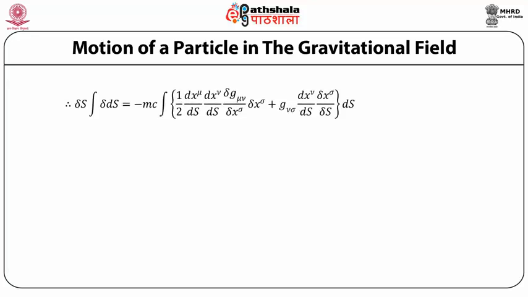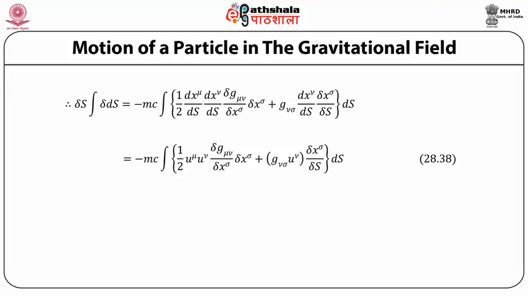Therefore, δs, the integral of δds, is equal to minus mc times the integral within the brackets of {1/2 (dx^μ/ds)(dx^ν/ds)(∂g_μν/∂x^σ) δx^σ + g_νσ (dx^ν/ds)(∂δx^σ/∂s)} ds, which equals minus mc times the integral within the brackets of {1/2 u^μ u^ν ∂g_μν/∂x^σ δx^σ + g_νσ u^ν ∂δx^σ/∂s} ds.